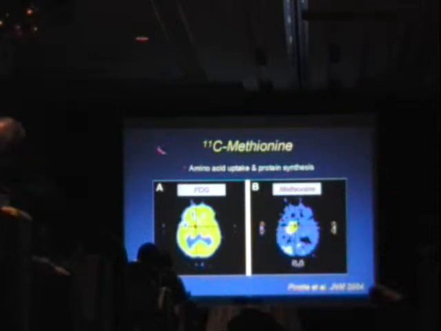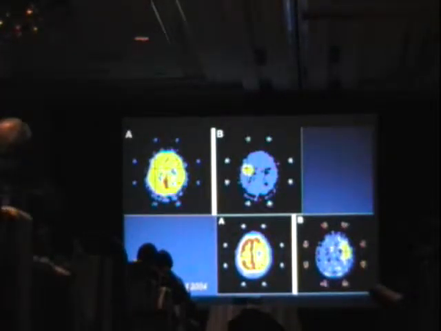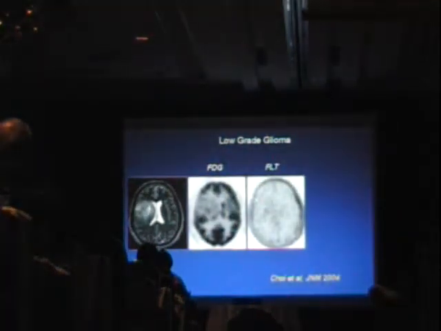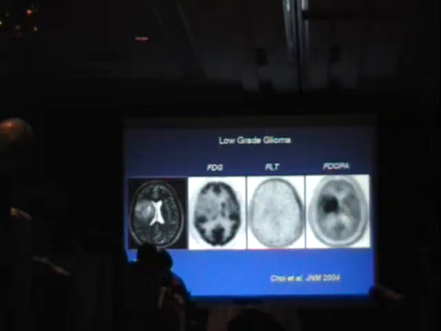What it is looking at is protein synthesis, which shows the increased metabolism within the tumor. And here's an FDG study that shows a little abnormal uptake, but the carbon-11 methionine study shows much better. And here are some more images, just showing the difference between the two. There's a low-grade glioma. FDG imaging, FLT, a special agent being investigated for tumor proliferation, doesn't show much there, but this agent, fluorodopa, in this experimental study, shows good uptake there. It's not quite clear why fluorodopa is being taken up, but it's under intense investigation right now.